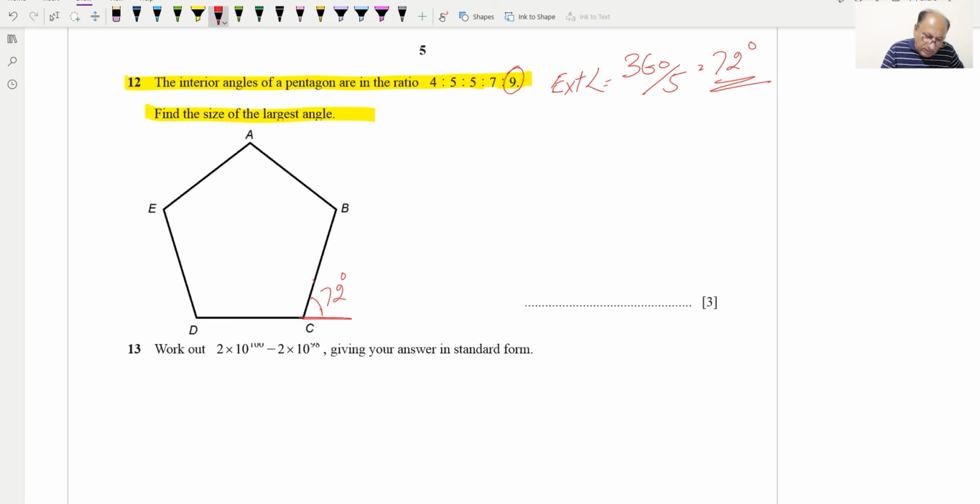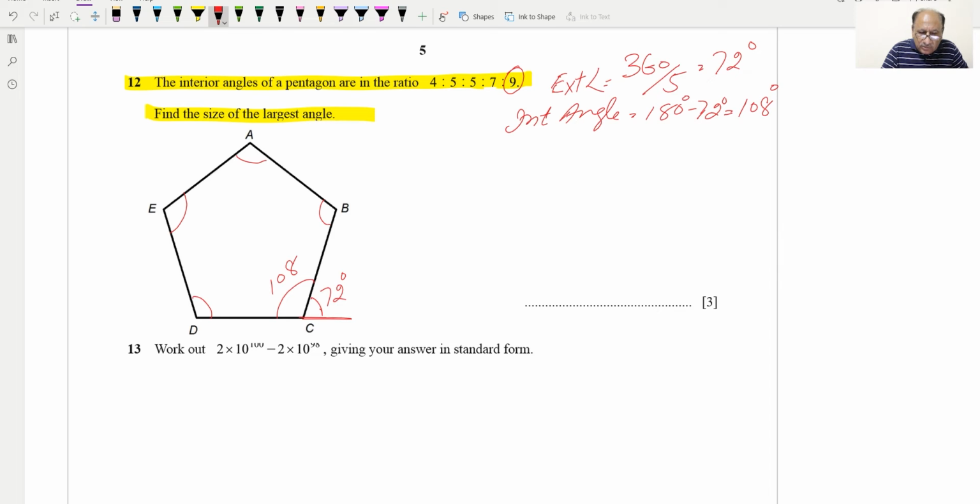So the interior angle will be 180 minus 72. So interior angle is equal to 180 degrees minus 72 degrees, and this will be 108 degrees. So this angle is 108 degrees. They are asking to find the size of the largest angle. The total is 5 interior angles.